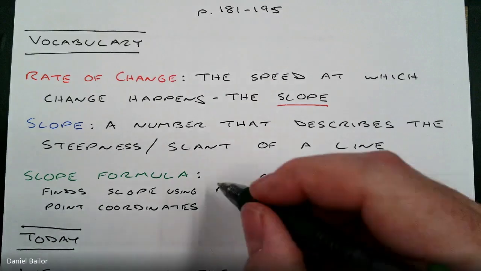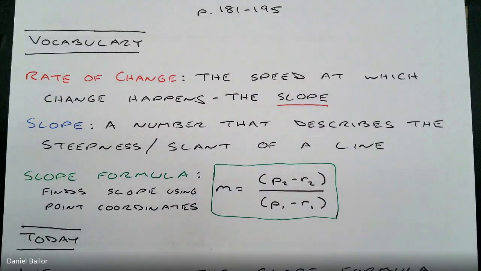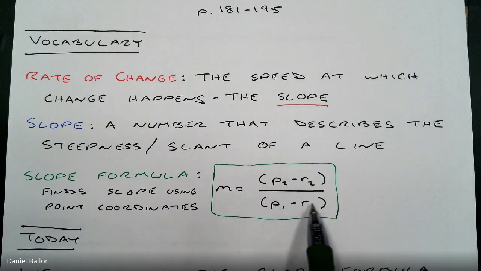So this is the big deal today. Slope formula, finding slope using coordinates. So you can see m, the slope, equals, and these are the coordinates that you'll use. And don't worry, I'll explain that more in just a few minutes. But those are the vocabulary words: rate of change, which is a synonym for slope; slope, which talks about the steepness of a line; and the slope formula that finds the slope using the point coordinates.